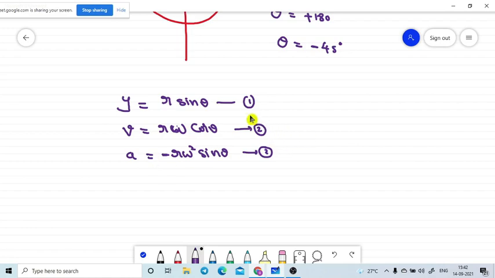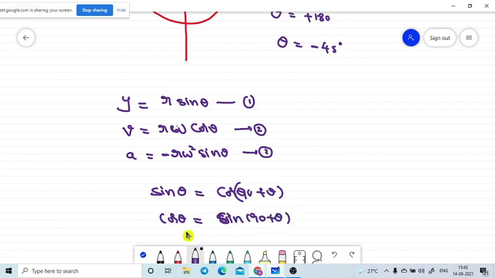So now will you please look at this one. I am planning to convert all these equations in terms of sine theta only, since we are already very familiar with sine theta. Cos theta can be written as sine of 90 plus theta, and sine of 90 plus theta is equal to cos theta. So our goal is to convert all parameters in terms of sine theta only.